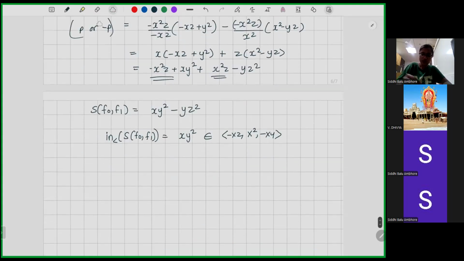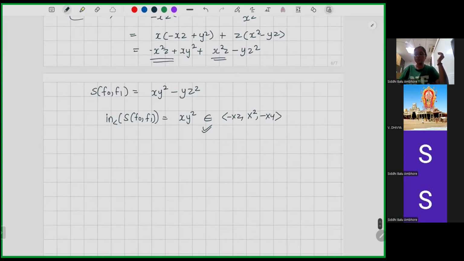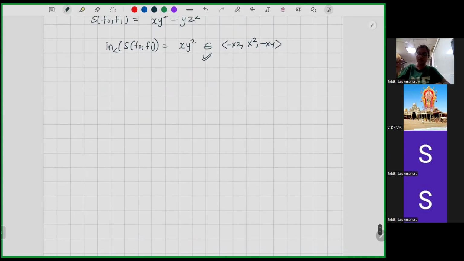It belongs, right? It belongs to this ideal because I can multiply it by minus y and I get this. So this belongs to my ideal generated by the initial terms of f0, f1, f2. So we don't need to add this to the Gröbner basis which I'm trying to obtain.